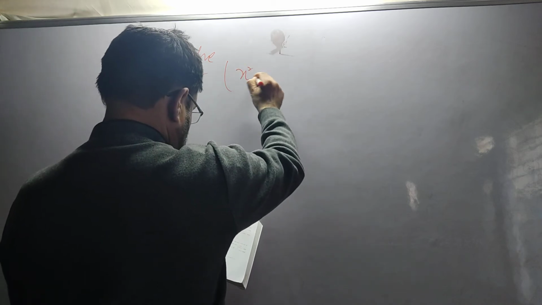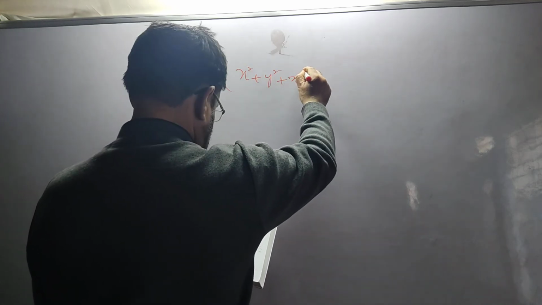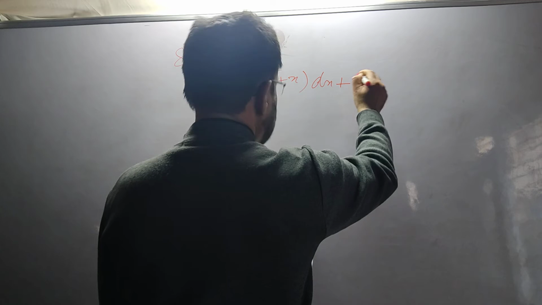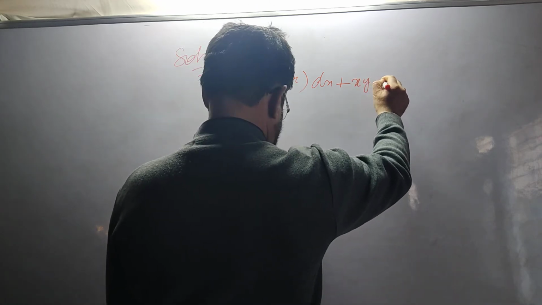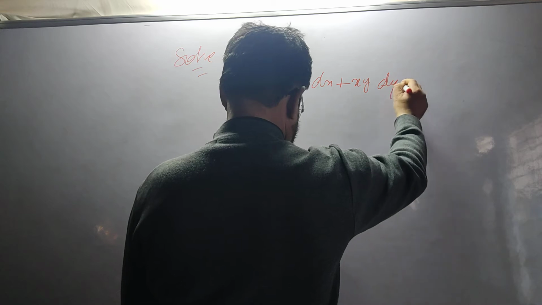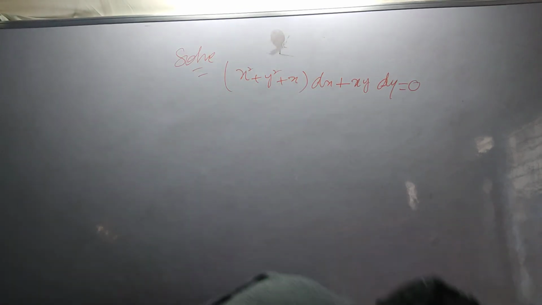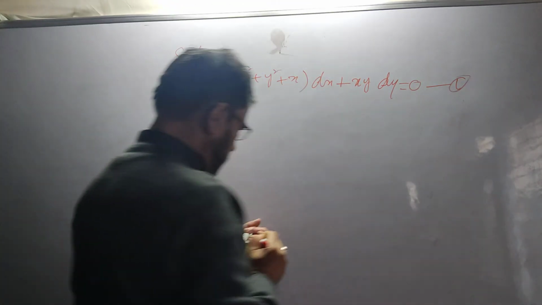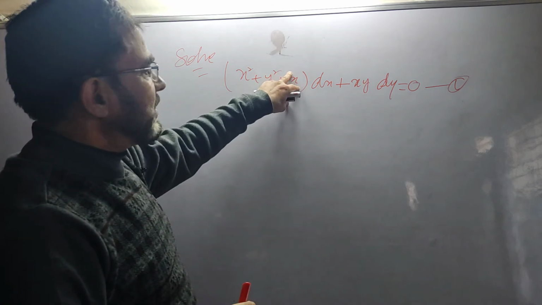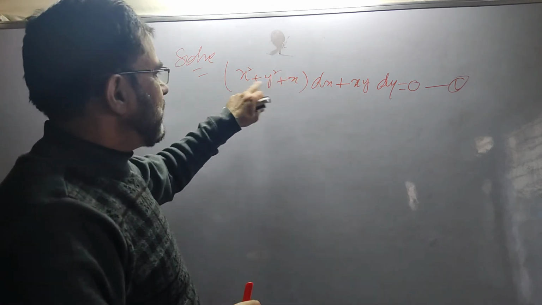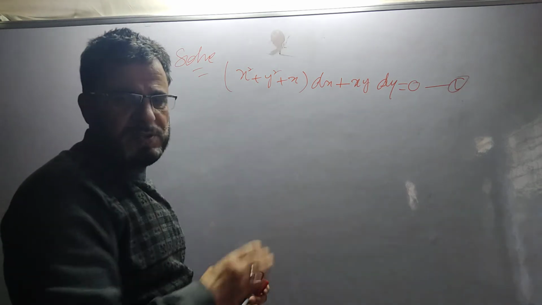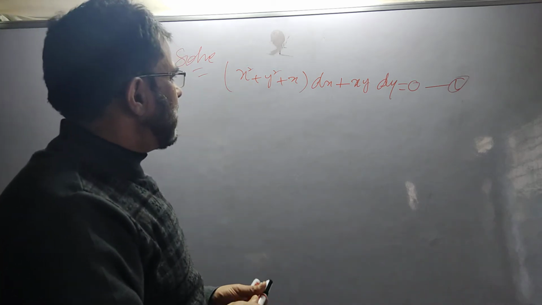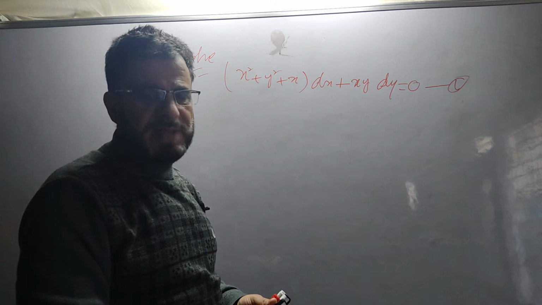Solve x square plus y square plus x dx plus xy dy. This is the question. You cannot apply the variable separable method here. If the term x were not here, then it would be homogeneous: x square, y square, xy. So it is neither homogeneous, nor can we separate the variables. And we cannot write it in the form dy by dx plus Py is equal to Q.